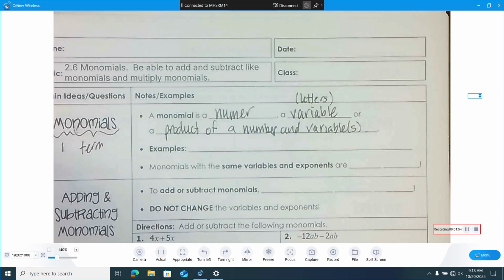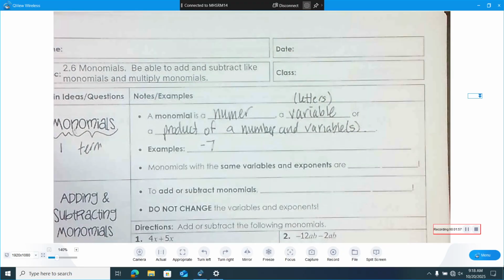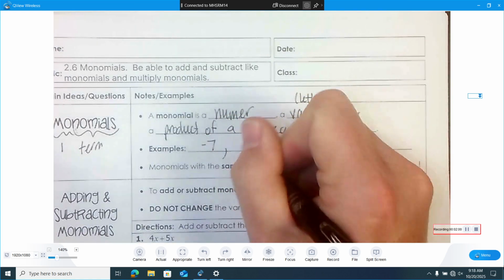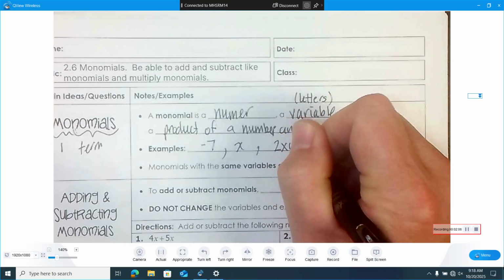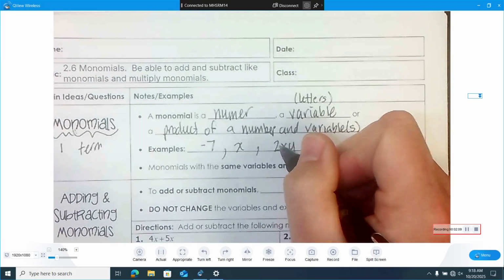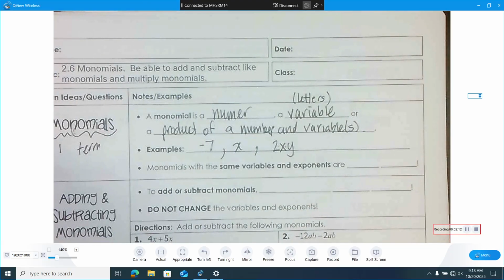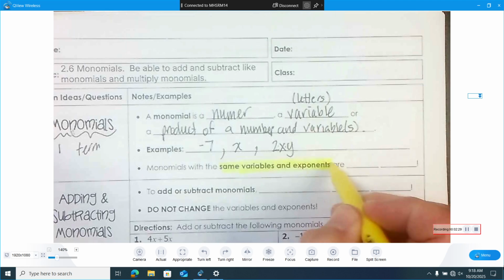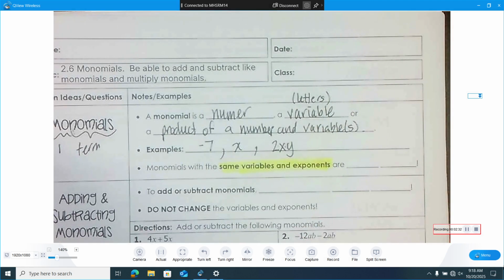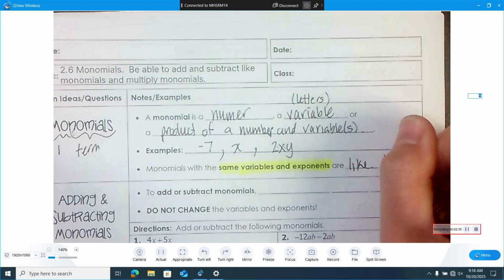So it's a product. And so, for example, we might have just a plain old number like -7. We might just have a plain old letter like X, or we might have something like 2XY, where it's a product, and I know it's a product because these things are just stuck right next to each other, and anytime they do that, there's a multiplication in between. So something like that. All of these are examples of monomials. Now, monomials with the same variables and exponents, really important here that they have all the same letters and exponents, are like terms.